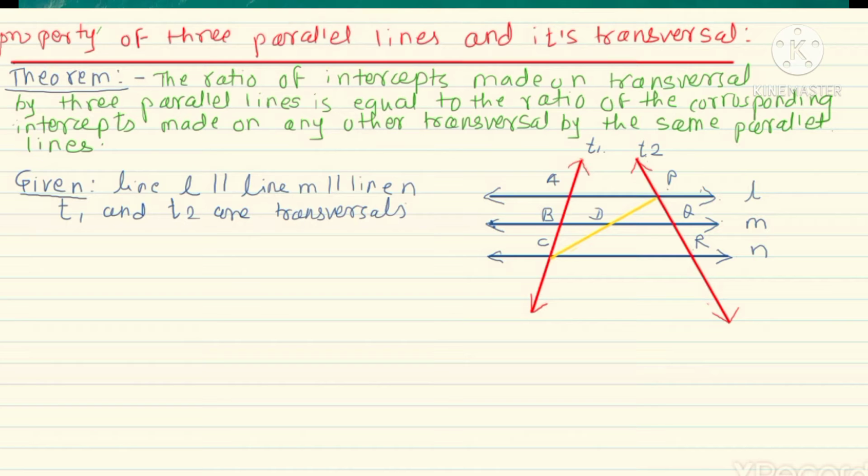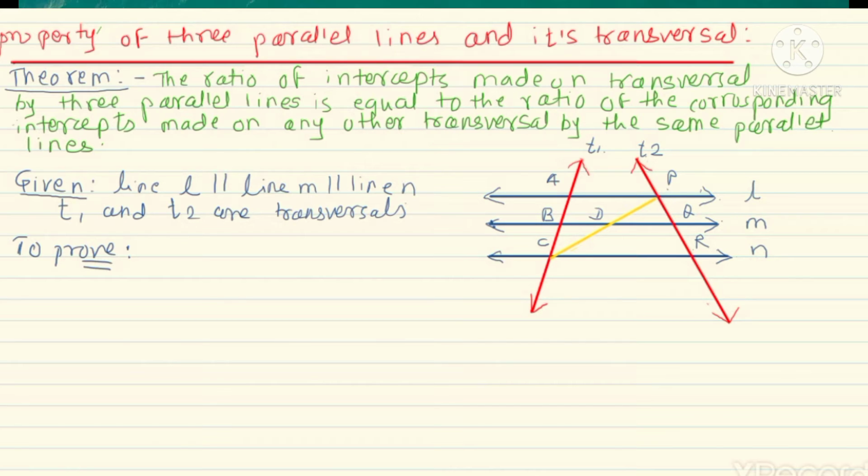Second part is to prove. What do we have to prove here? For that, first once again we will go through the statement of the theorem. Ratio of intercepts made on transversal by three parallel lines is equal to the ratio of corresponding intercepts made on other transversal by the same parallel lines.